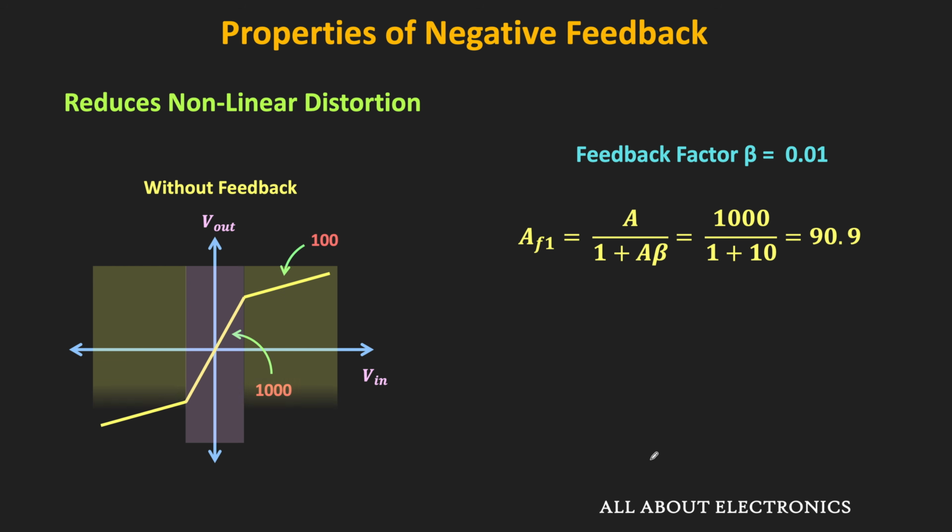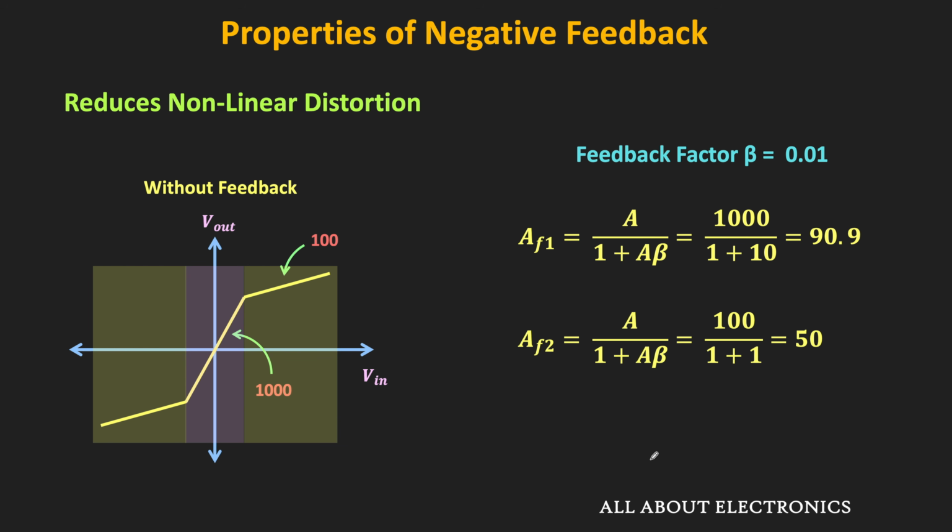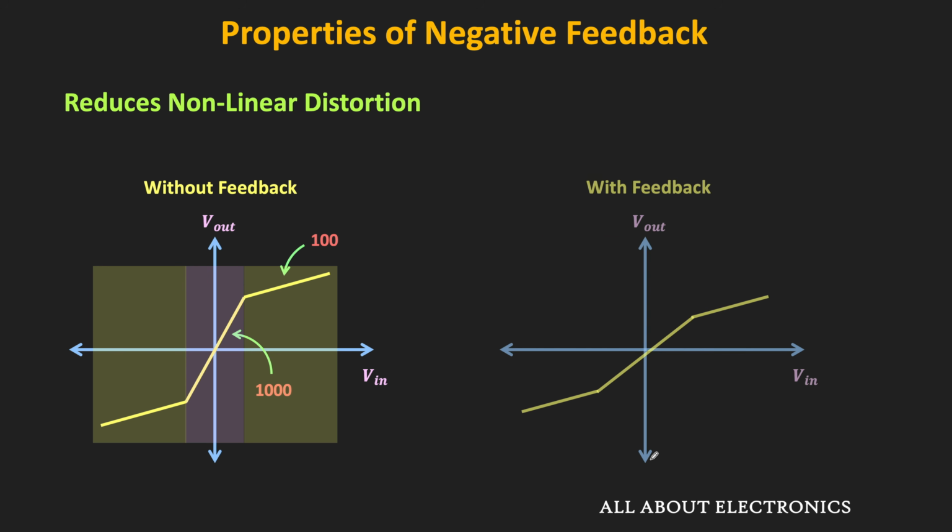Similarly, for the second region, the open loop gain is equal to 100. So the closed loop gain will be equal to 100 divided by (1 plus 1), because here the value of A beta is equal to 1. And therefore, this closed loop gain will be equal to 50. That means now, with the feedback, the transfer characteristic of the amplifier will look like this. So in one region the gain is around 90.